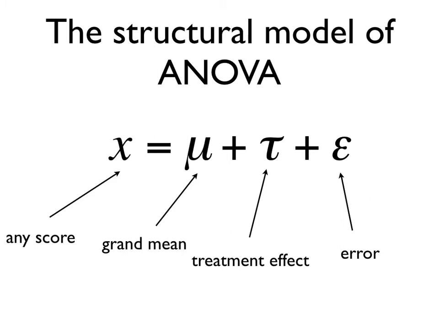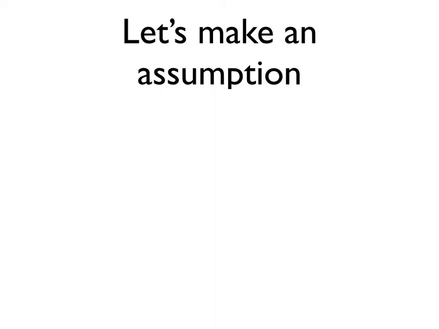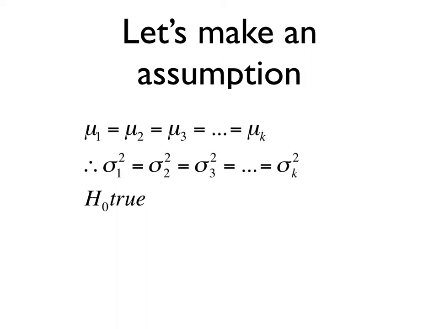So any score equals the grand mean plus the treatment effect plus error. X equals mu plus tau plus epsilon. So let's make some assumptions. Never make assumptions. It makes an ass out of you and me. I love stupid expressions. And by love, I mean I hate them with the intensity of 1,000 suns. Here's an assumption. Mu 1 equals mu 2 equals mu 3 equals dot dot dot equals mu sub k. There are k groups. And if that's true, therefore, that's what that means.